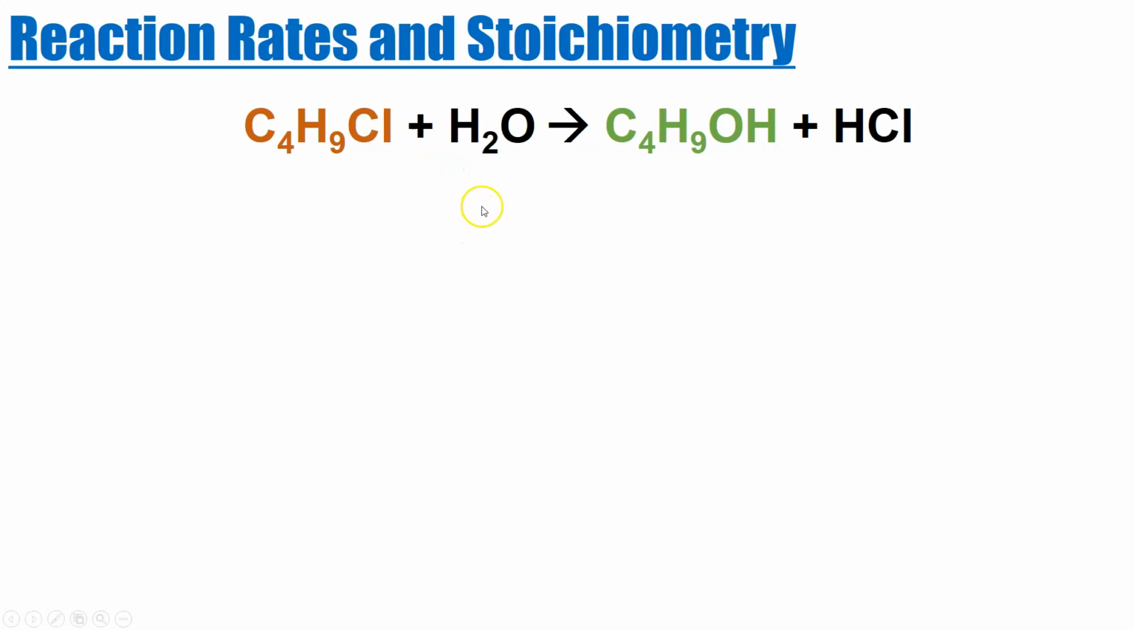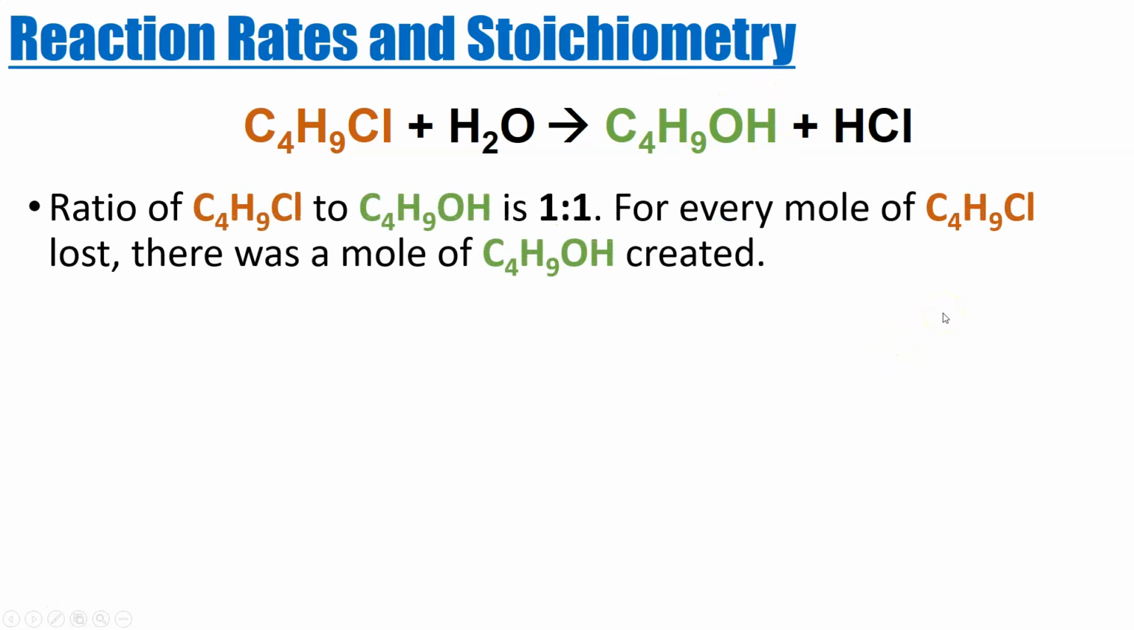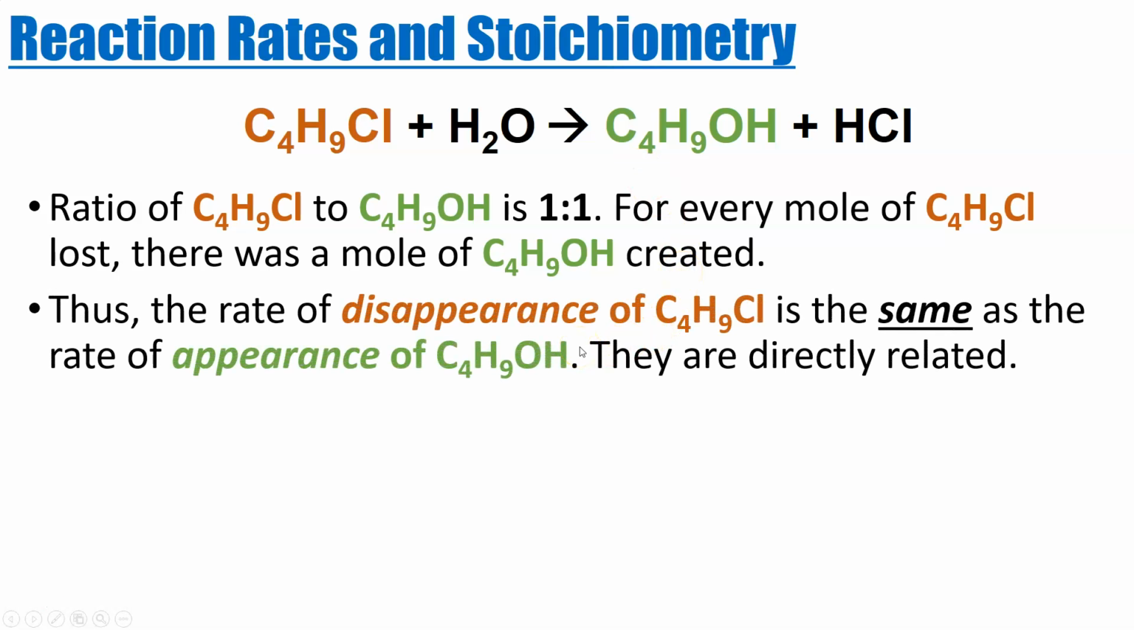So let's walk through some examples here. We're going to look at the ratio of these things to each other. Well, the orange to the green, let's do that to make it easier to say, right? So the orange one compared to the green one is a 1-to-1 ratio, right? Every time I use up one of these, I make one of these. So the rate of disappearance is the same as the rate of appearance, isn't it? They're completely related, directly related, but the negative sign has to be dealt with.